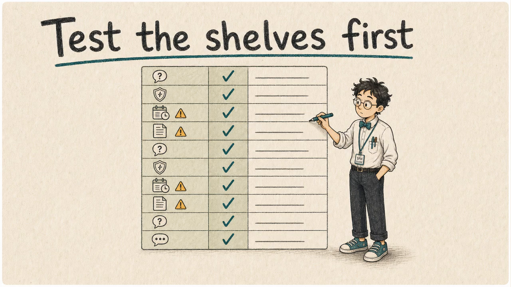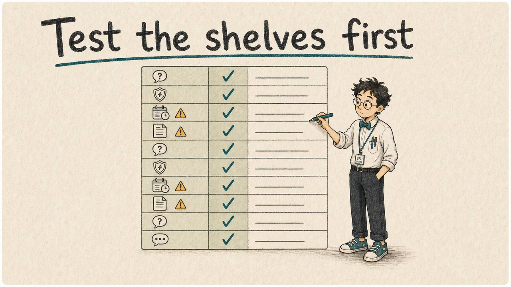Then score the retrieval before you judge the writing. Did the right evidence arrive? Did the system expose enough of the trace for a human to inspect it? Did it handle missing evidence cleanly? You are testing the shells before you trust the answer.